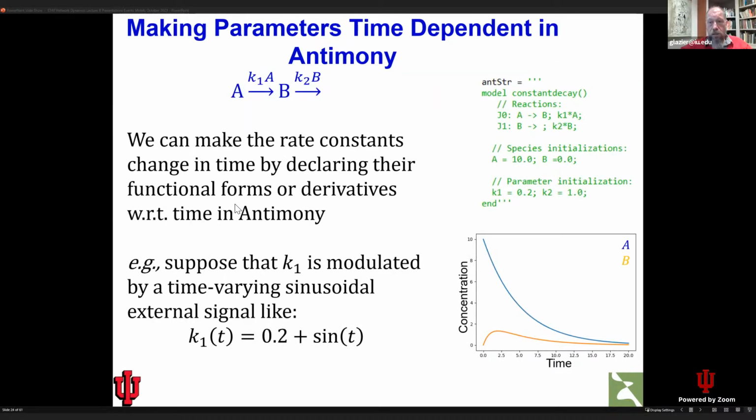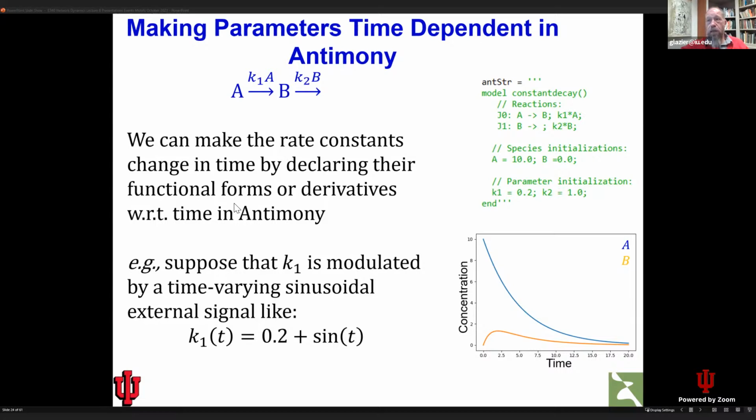So I wanted to talk a little bit about something that we did actually the other day when we were talking about the variable stoichiometry, but I wanted to go over that in a slightly more formal way.